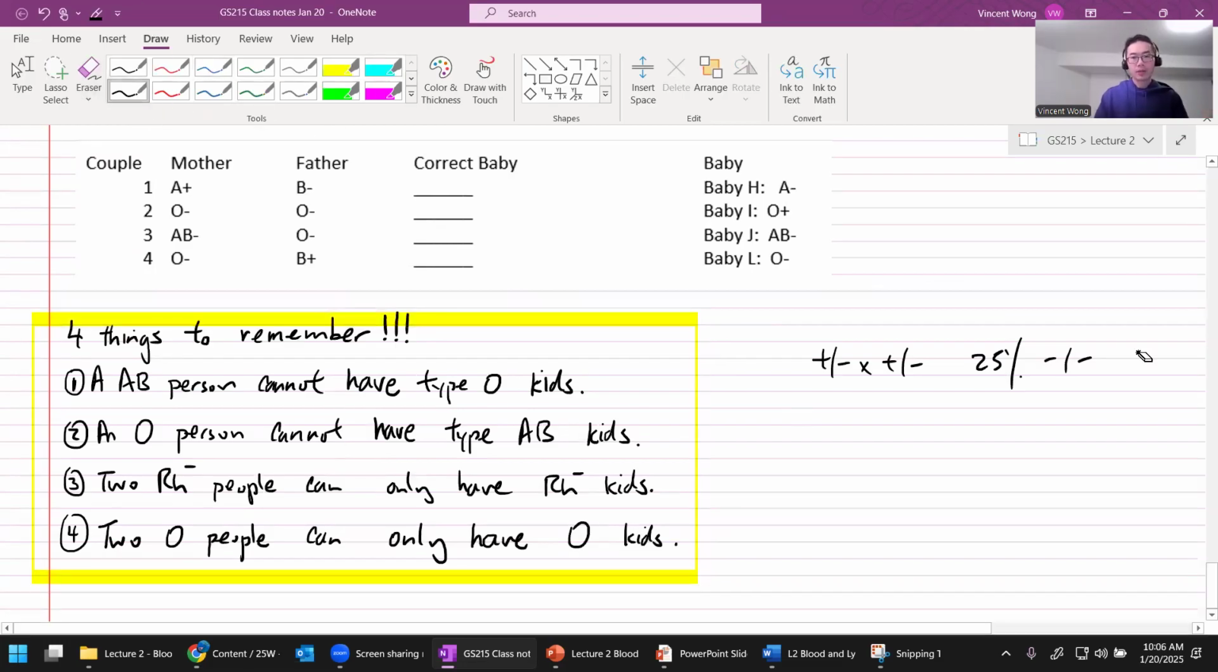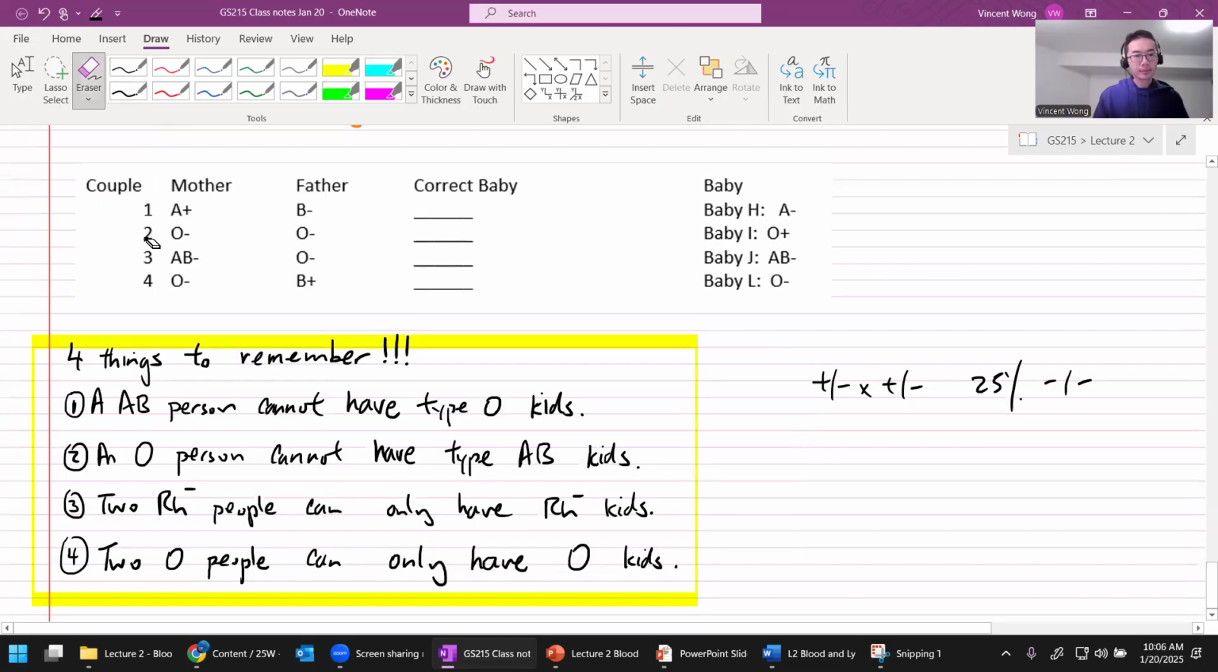So let's see how we can use this. These are the parents. These are the potential babies. You don't have to start with the first one. In fact, don't. Start with something with O or AB in it. The second one is a good one to start with. O negative, O negative. According to rules 3 and 4, if they are both O, they can only have type O babies. If they're both negative, they can only have negative babies. So baby L is theirs. They can take baby L home. Rest assured, it's theirs.